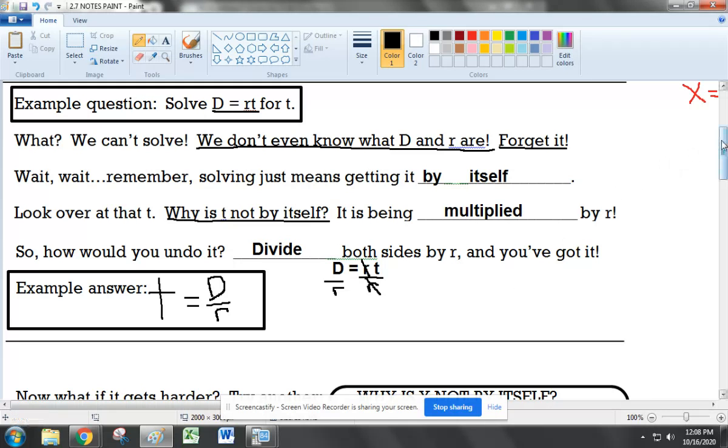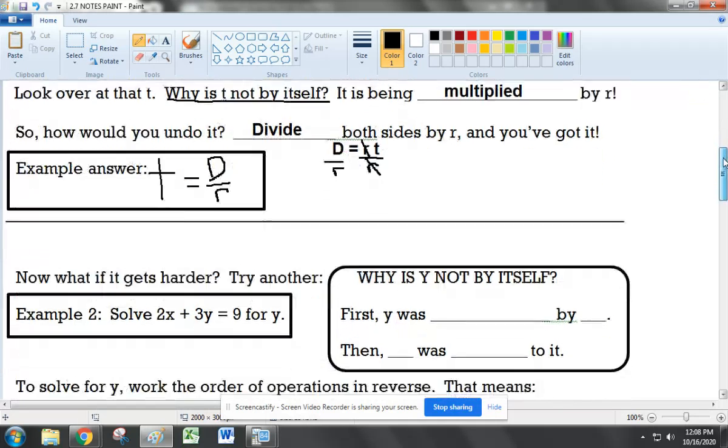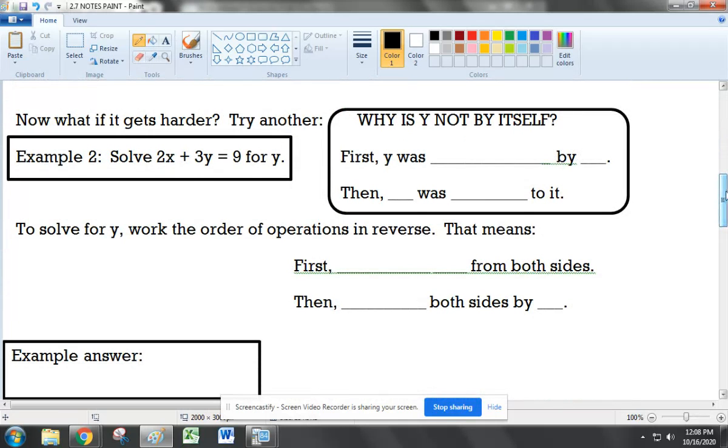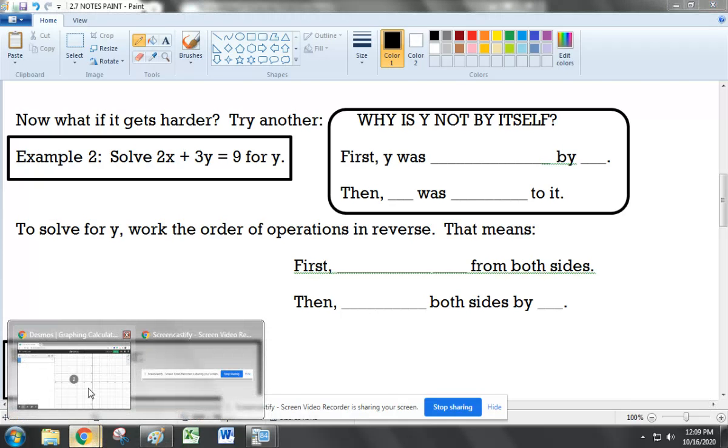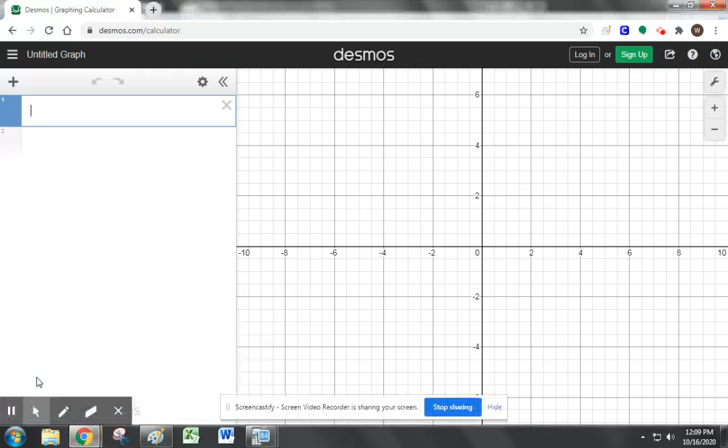Okay. All right, now what if it gets harder? What if you're dealing with things involving y's? Now, the reason this is applicable to you now is that you are going to eventually have things you have to do involving graphing. So you're going to get, say, 2x plus 3y equals 9, and you are going to have to graph a line.